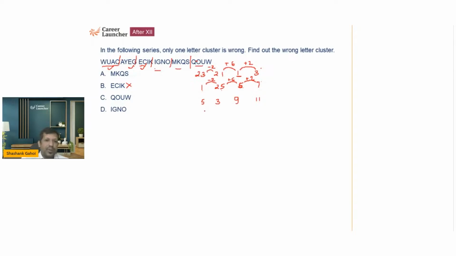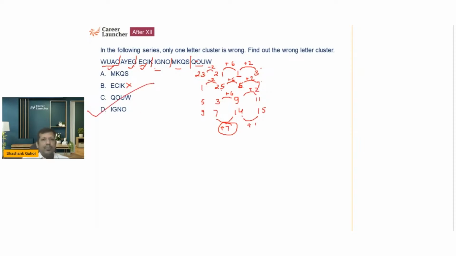So I is 9. G is 7. Decrement of 2. Yes. N is going to be what? N is 14. Here I am getting an increment of 6, but what is the increment I am getting here? That is going to be 7. So basically this is something that is going to be odd. This is something that I am getting different, and after N I am going to get O. O is 15. So here I am getting an increment of 1, and here an increment of 2. So which one is going to be the odd one out? That is IGNO. That is option D.